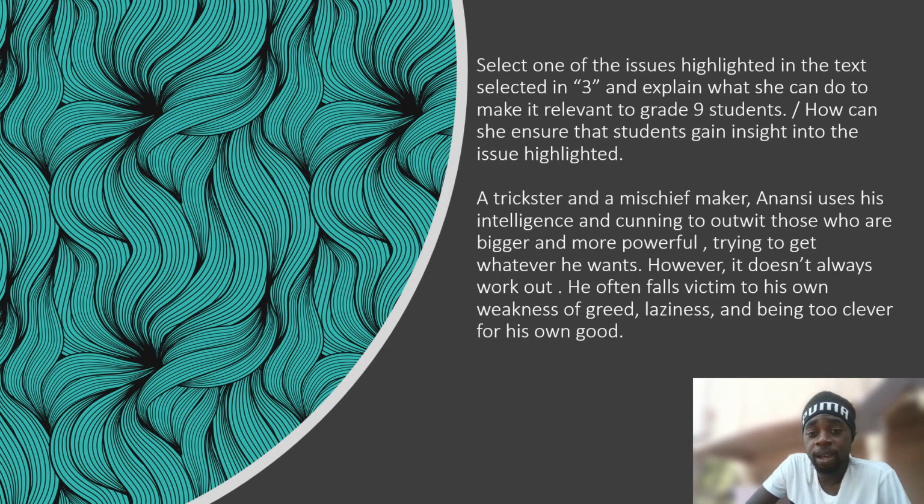The last question: select one of the issues highlighted in the text selected in question 3 and explain what she can do to make it relevant to grade 9 students. How can she ensure that students gain insight into the issue highlighted? As we mentioned before, Anansi was a trickster and a mischief maker. He used his intelligence and cunning to outwit those who are bigger and more powerful, trying to get them to do whatever he wants. However, it doesn't always work out. He often falls victim to his own weaknesses of greed, laziness, and being too clever for his own good.